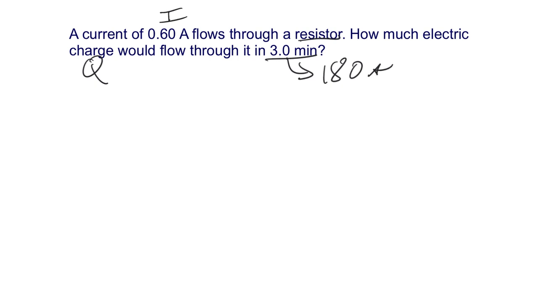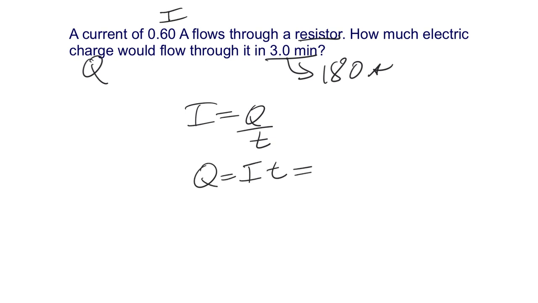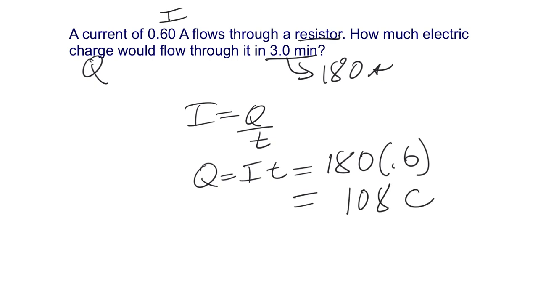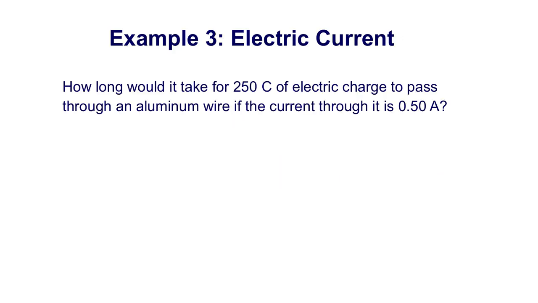So you should be able to solve this. I equals Q over T. Q would therefore equal I times T, which is 180 times 0.6, which calculates out to 108 coulombs. I could change that to electrons flowing by, but that was at the very beginning, in the chapter on electrostatics. I won't do that.